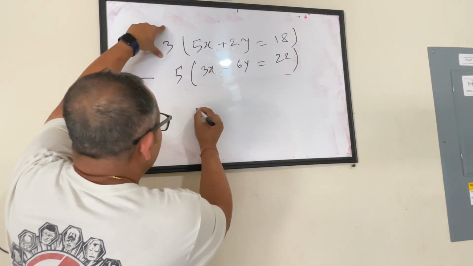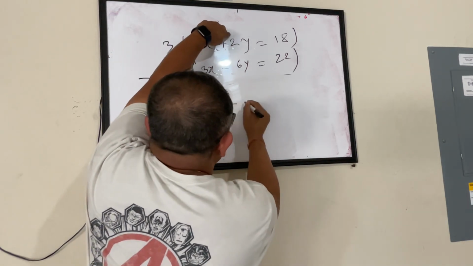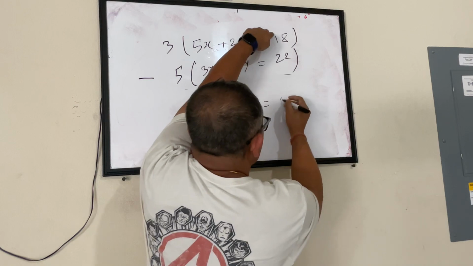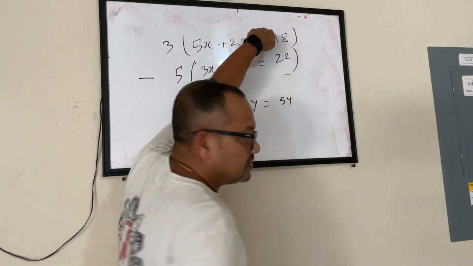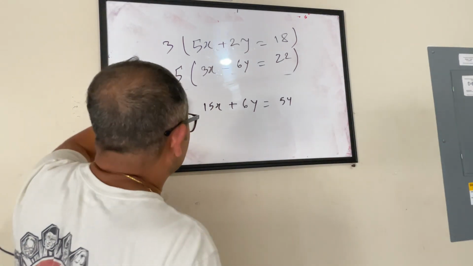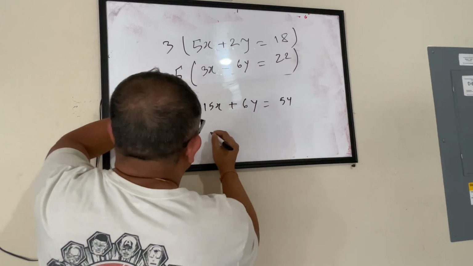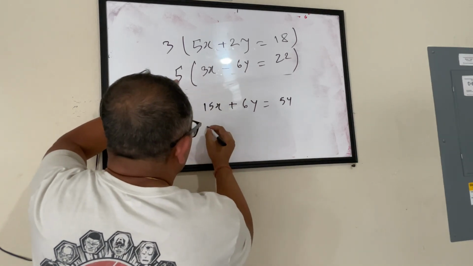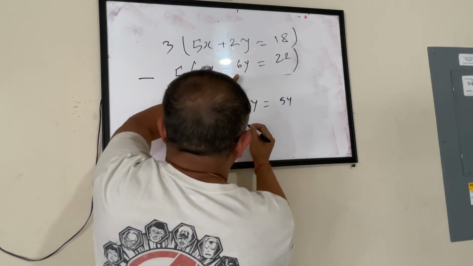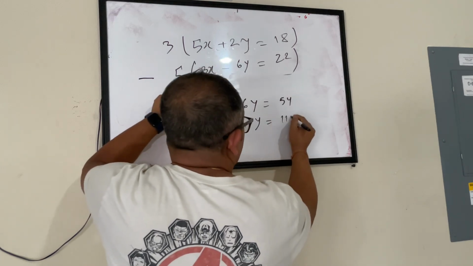What did this equation become? 3 into 5x, 15x, 3 into 2y, 6y, equals 3 into 18, which is 54. Okay? Now we are multiplying this equation by 5. I'll keep the subtraction part for later. Here, 5 into 3x is 15x, 5 into 6y minus 6y, this is 30y, equals 5 into 22, 110.